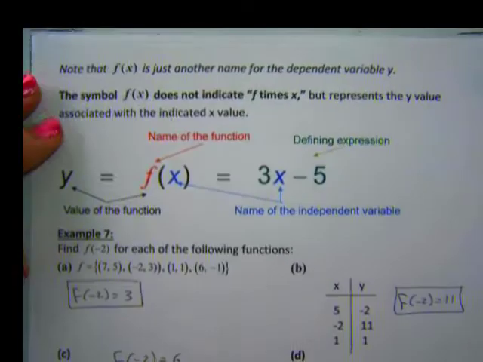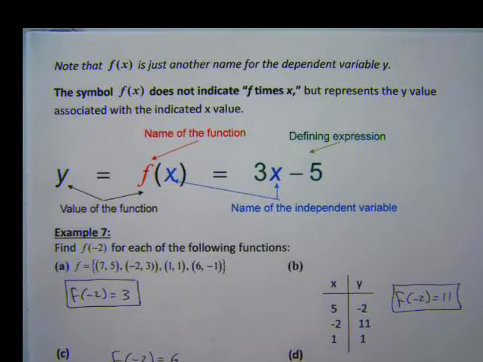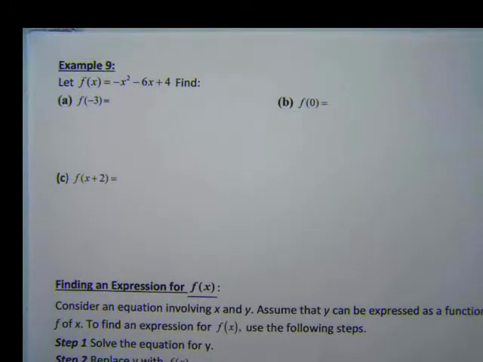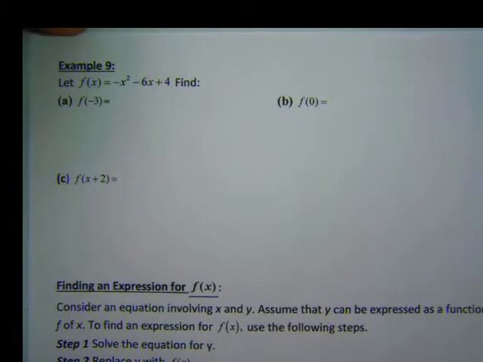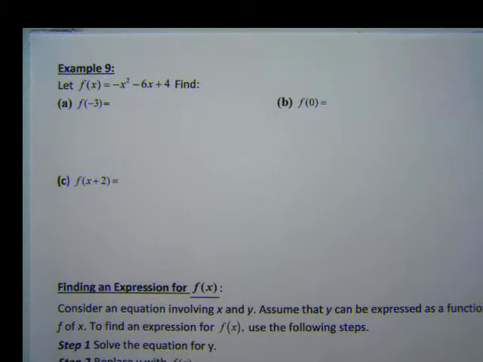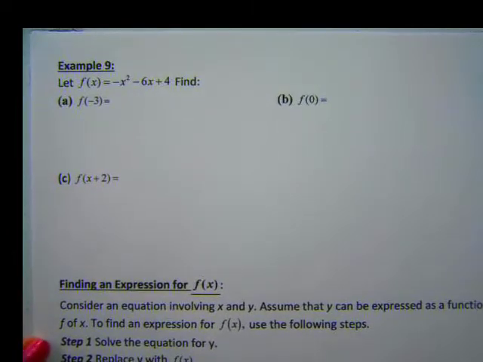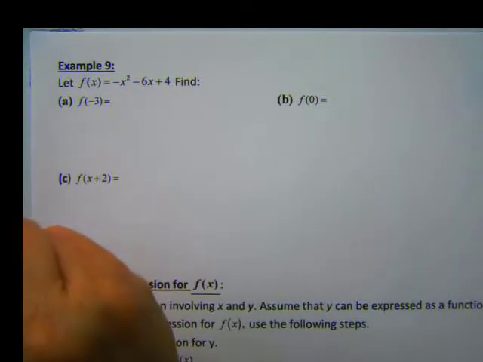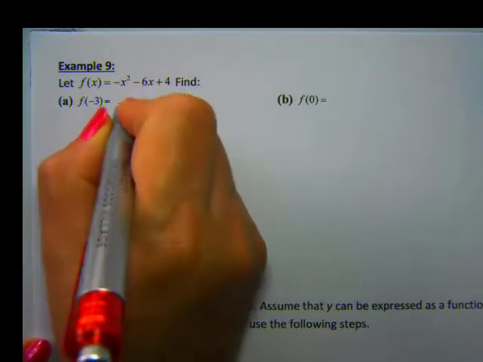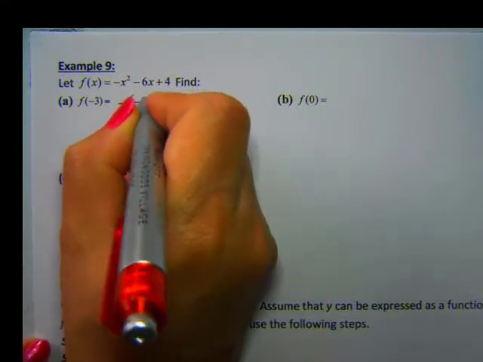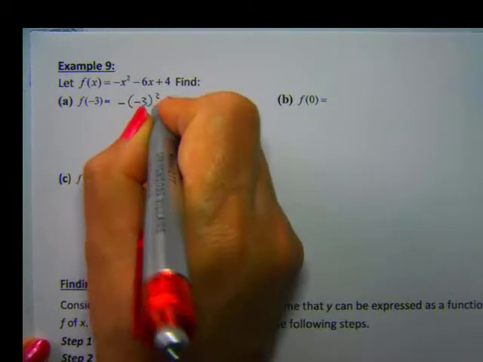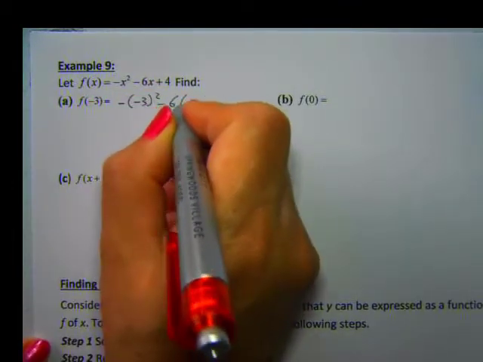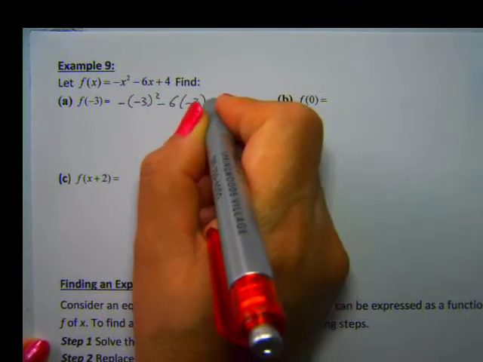Okay, so now let us do another example with more numbers and stuff. Here's a function. f of x is negative x squared minus 6x plus 4. Find f of negative 3. So order of operation, guys, is so important. This is negative, the x is negative 3 squared, minus 6 times x, negative 3, plus 4.